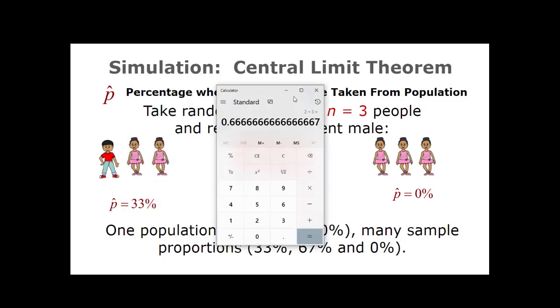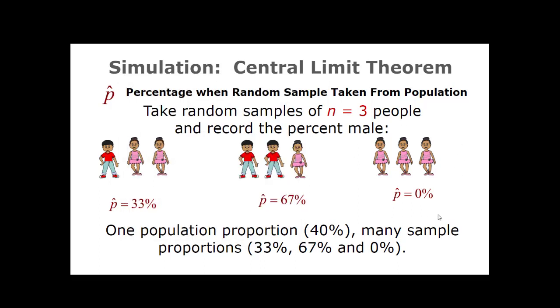Another thing that could happen is I could draw 3 girls, in which case there are no boys in this draw. So p hat is going to be equal to 0.